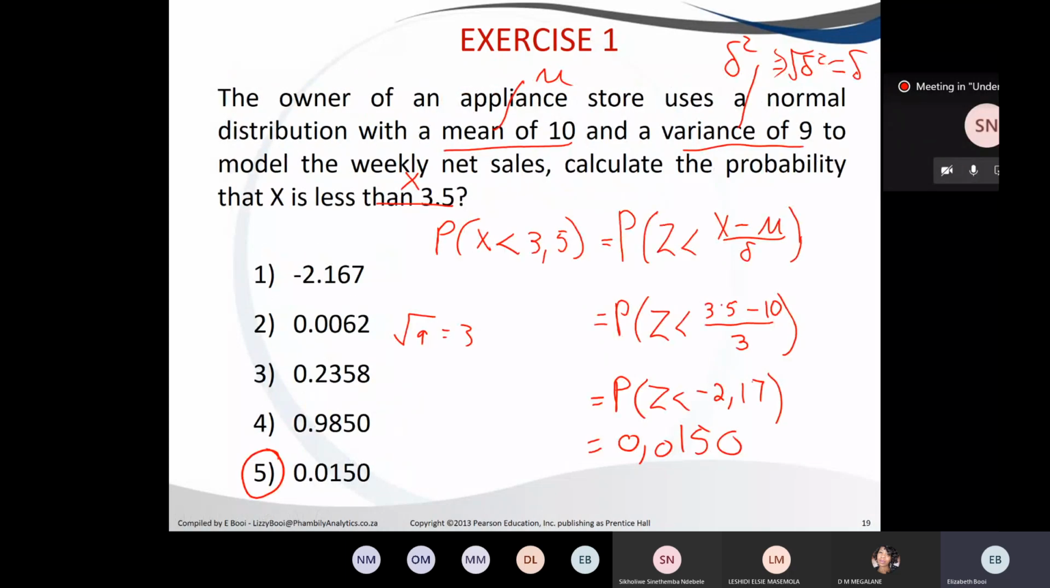Okay, just to repeat what I just said, because I was muted. First, I identified what we have. We have the mean, we have the variance. So we need to find the standard deviation, and the square root of 9 is 3. And we are given the x value, which is 3.5, and you substitute into the formula and calculate. And once you are done, you go to the table and you find the values. I am sorry about my muted mic.